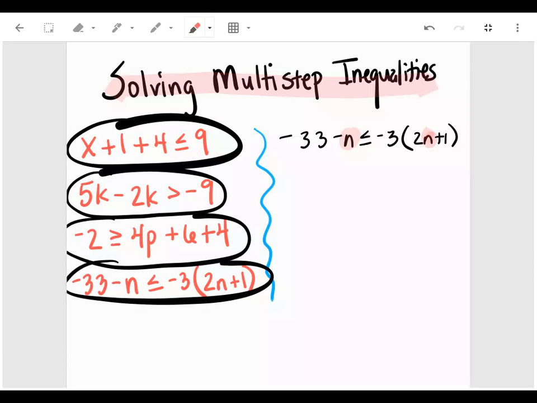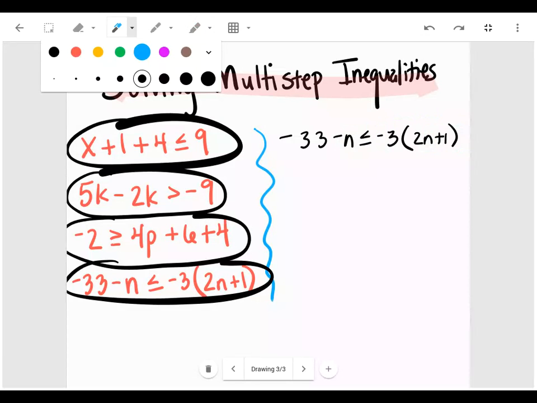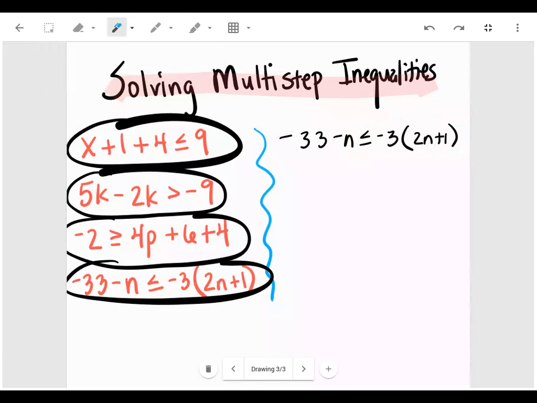So at this point, there's really nothing you can do about rewriting it because you're still going to have a variable on both sides. And if you'll notice over here, we have the distributive property that we're going to have to do. So I'm just going to go ahead and deal with it the way it is. The -33 and n right here, there's nothing we can do there quite yet, so I'm just going to rewrite that. But I am going to distribute -3 times 2n, which is -6n, and then -3 times 1, which is -3, and we'll write that as -3.